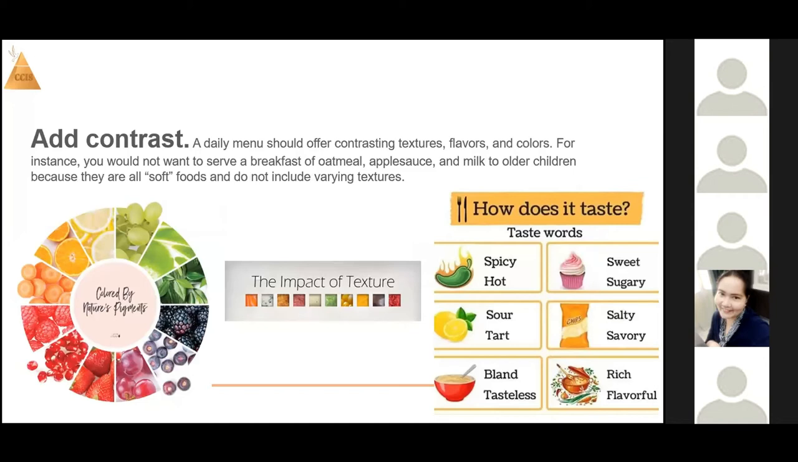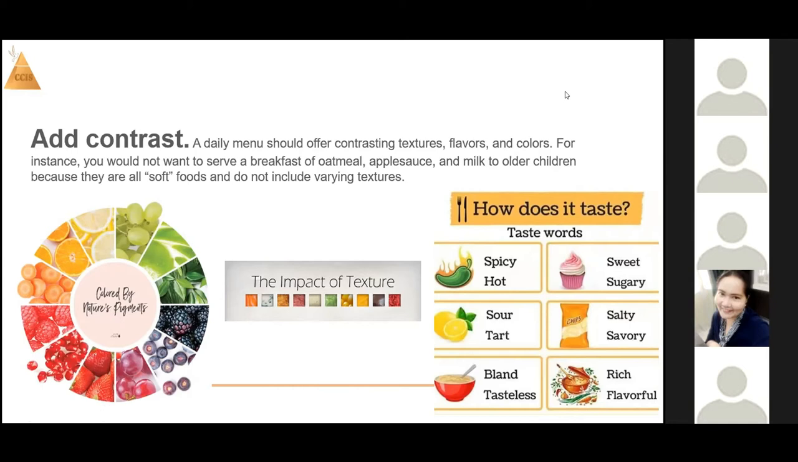Then contrast. So obviously we need balance, we need variety, but we also need contrast. We need contrast in color. We need contrast in texture, because when we're actually eating the food, we sense the texture and the way that we chew it and swallow it. So that's also important. Some foods we want to be soft, some crispy, some crunchy, some dry, some moist. So all these types of things are going to come into play.